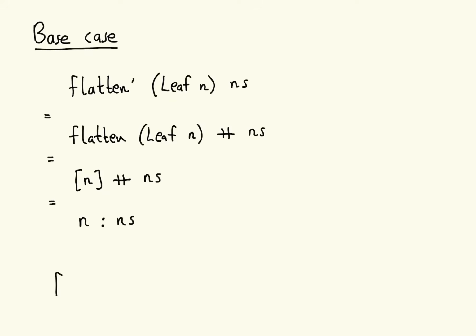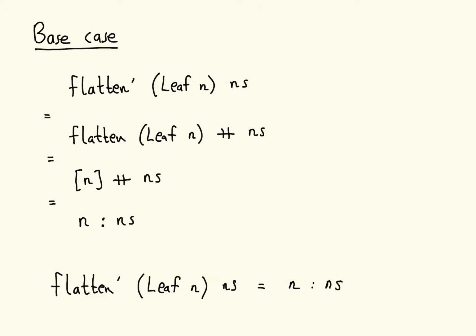So let me just write the definition that we have calculated at the bottom of the screen here. What we have calculated using the process of constructive induction is that flatten prime of leaf of n and ns is going to be n followed by ns. And this is exactly the definition which you would expect. Remember, what flatten prime does is flatten the tree which you give it and then append the list ns on at the end.